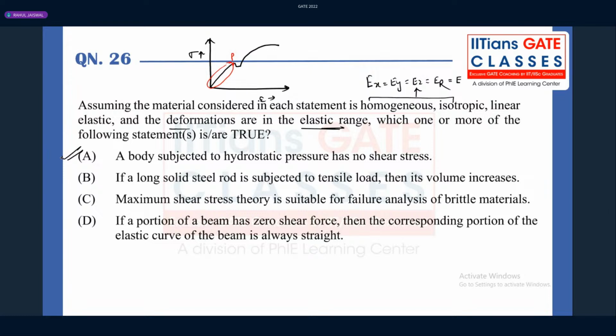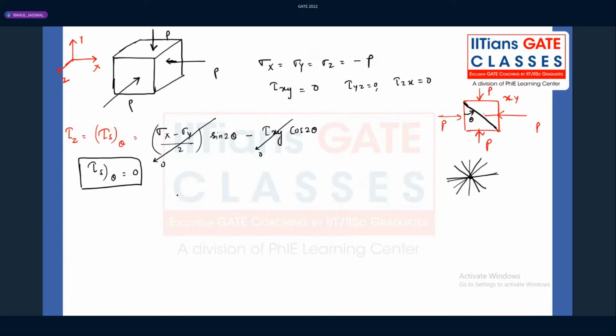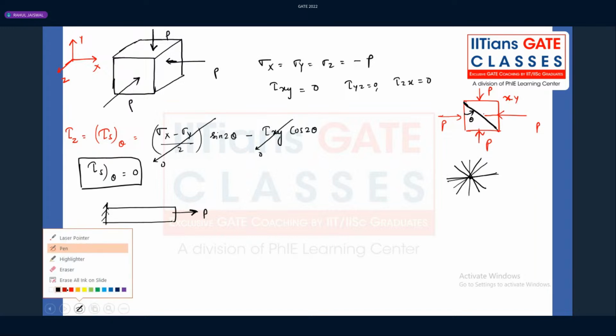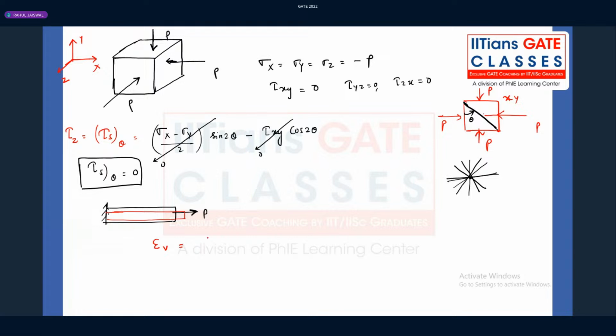Coming to the second one, if a long steel rod is subjected to tensile load, then its volume will increase. Obviously, it will increase, right? Now, if you take the long steel rod, for example, by just looking at the diagram of deformations, you might be thinking, sir, length is increasing, but what about diameter? Diameter is decreasing. So whether volume will increase or decrease, we can't say anything about that. But if you try to find out the volumetric strain, it is (1 minus 2 mu) by E, times (sigma x plus sigma y plus sigma z).